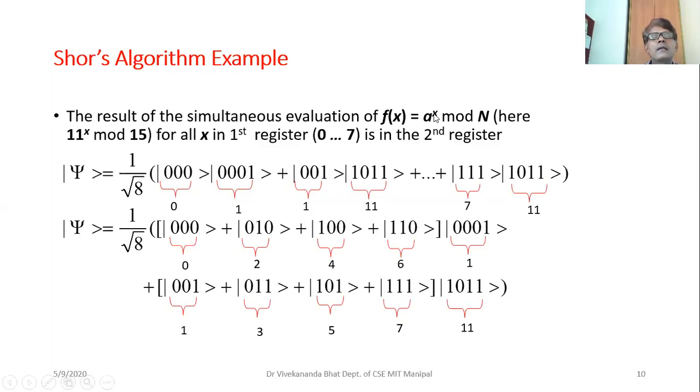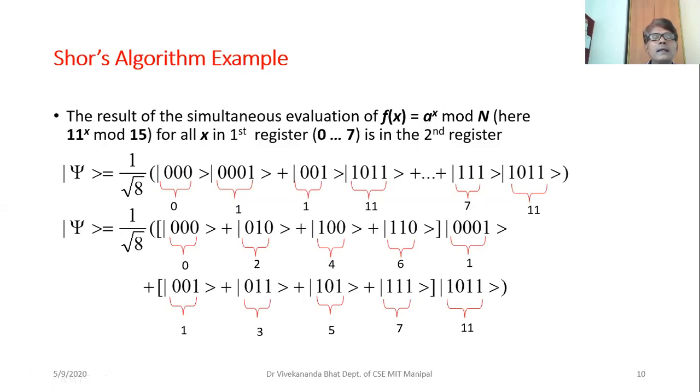When x is 1, you will get 11. 11 is represented using 4 qubits, 1 0 1 1, etc. Finally, you have ket 111, value is 7. So 11 to the power of 7 is represented using 4 qubits, 1 0 1 1.